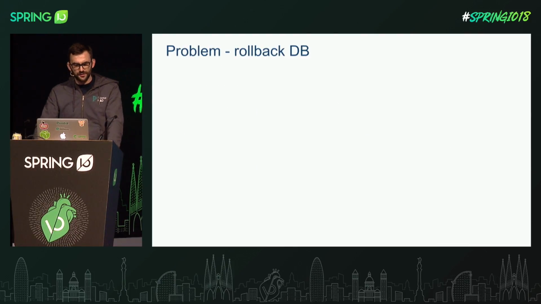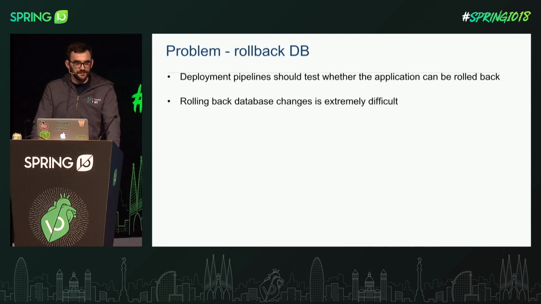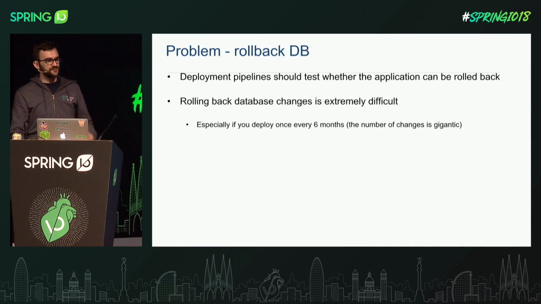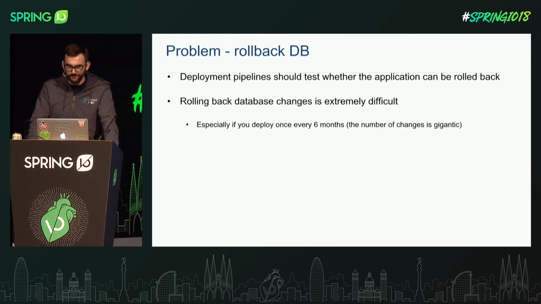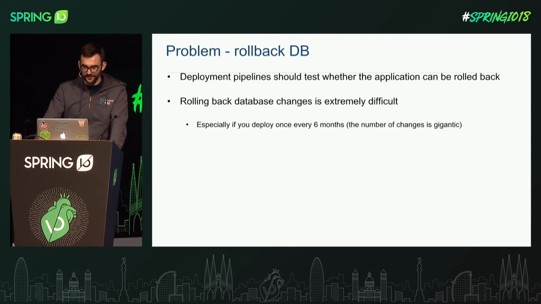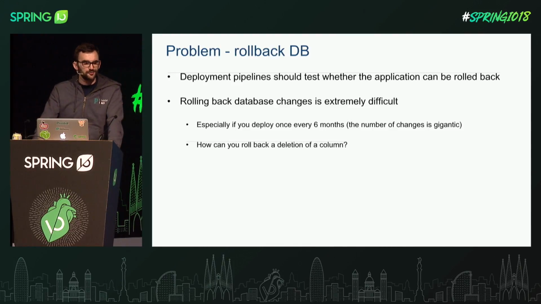So the problem we're trying to solve is rolling back the database. We should verify if we can roll back in any way. And rolling back database changes is extremely difficult, because if you deploy every 6 months, you have billions of trillions of lines of code and hundreds of thousands of changes of your schema. At least one of them has to be a deletion of a column, obviously. So how can you roll it back?